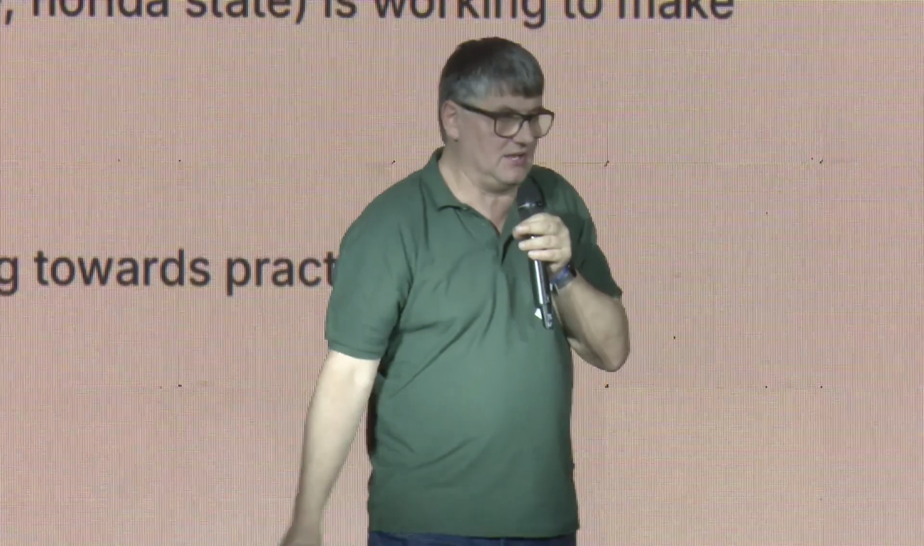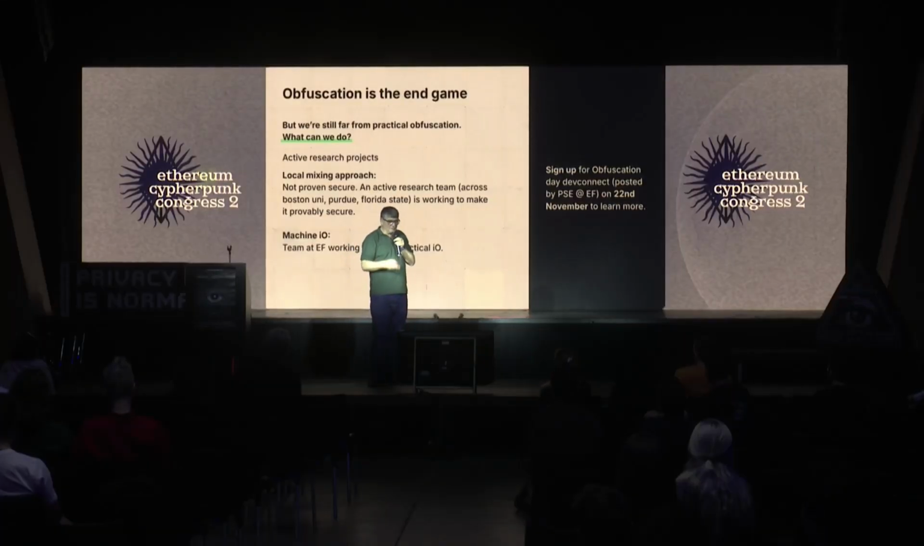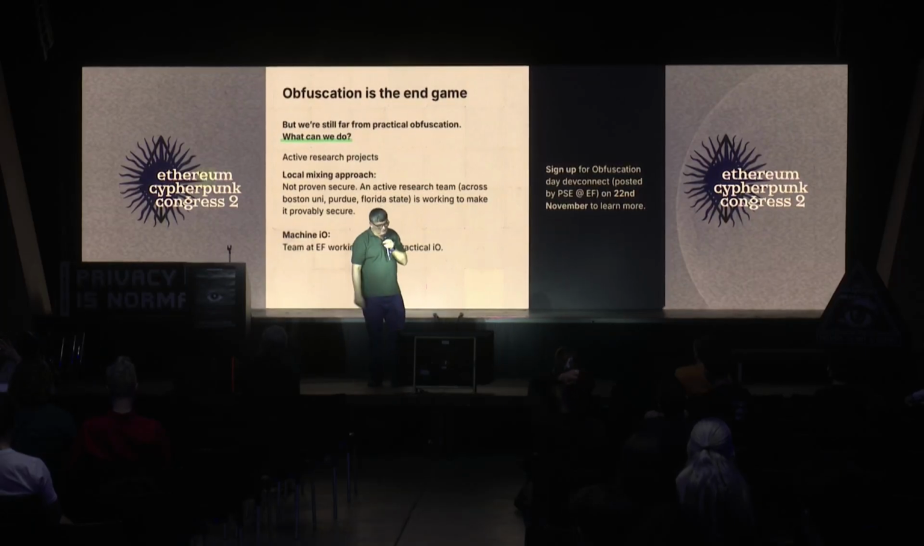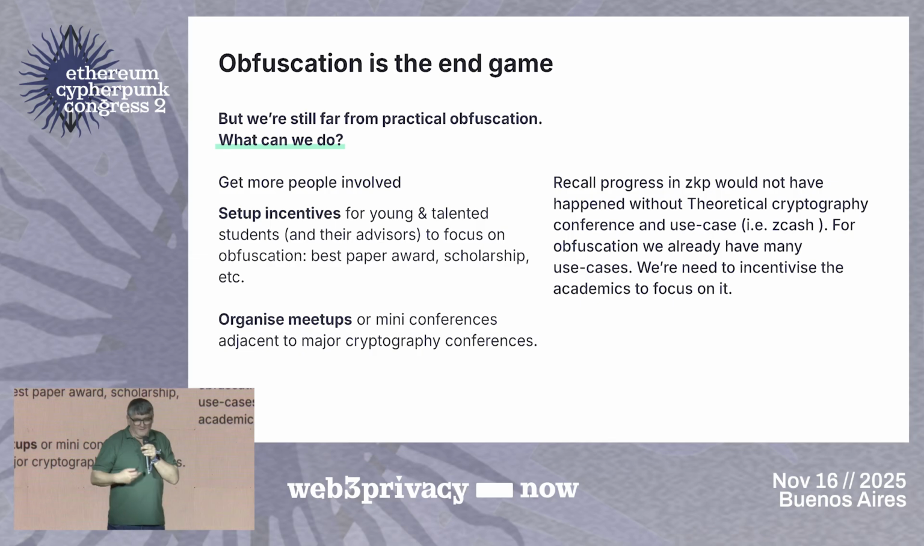But there is a lot of work happening in that direction. The other is MachineID, from the Ethereum Foundation. There is a research team also working on that, and there are other research efforts in the world that are trying to solve this. But let me say that the number of people researching obfuscation is really, really low currently. So we should push in that direction. I think that pushing obfuscation is important.